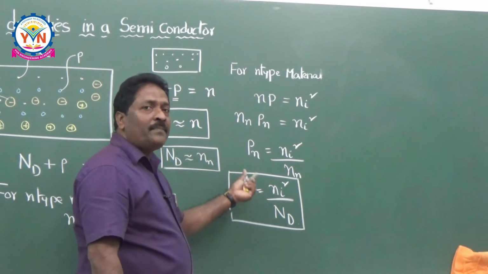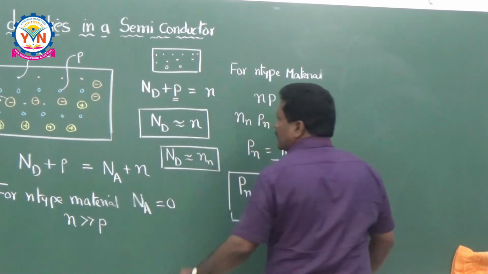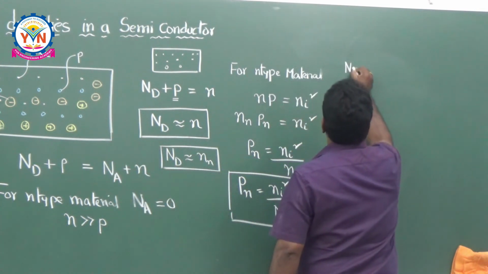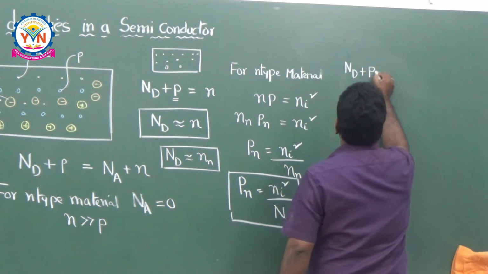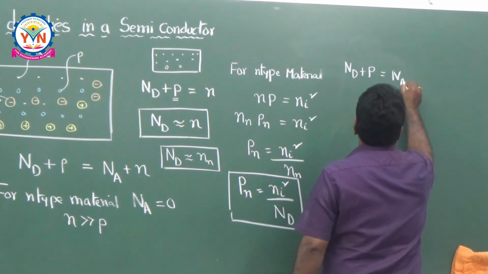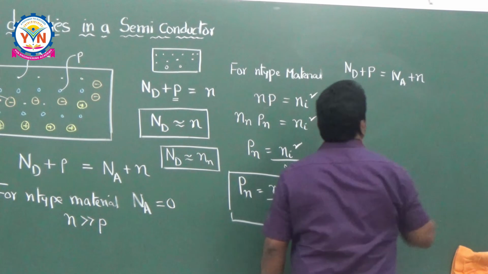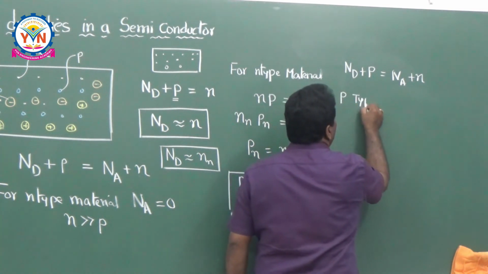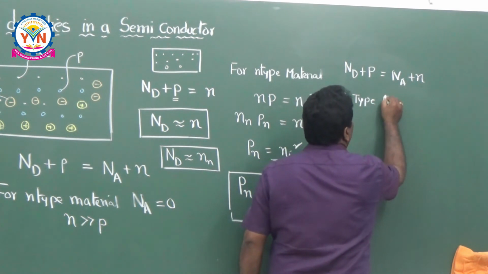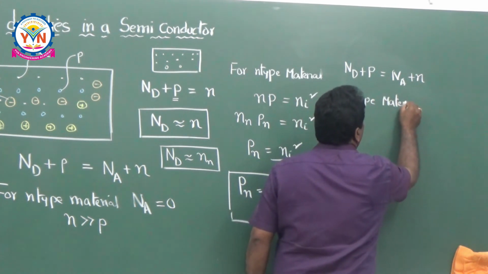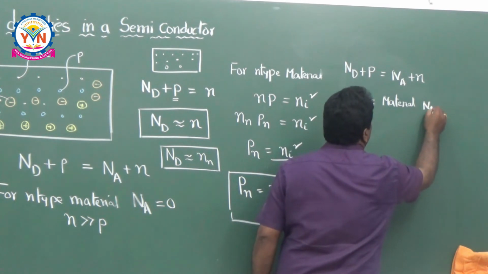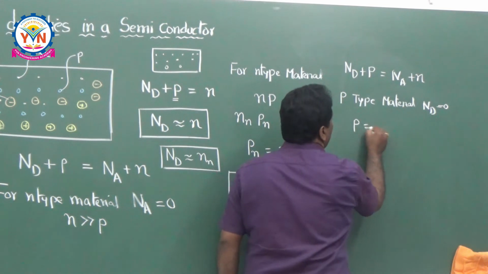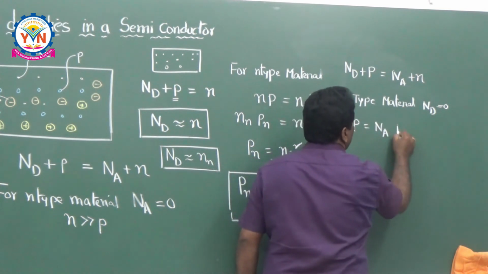Similarly, for P-type material, I can write like this. For the same equation, Nd plus P is equal to Na plus N. This is the basic equation in a semiconductor. Now I am considering P-type material. So for P-type material, I can say Nd is equal to 0. That means density of donor atoms is equal to 0. Therefore, I can say P is equal to Na plus N.